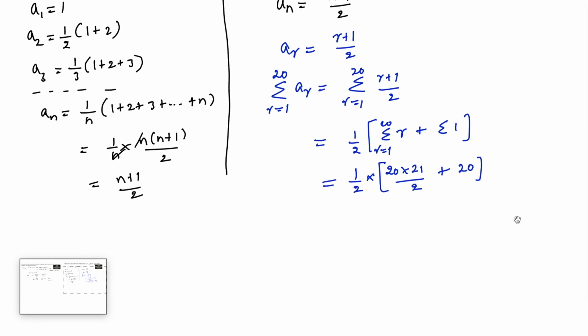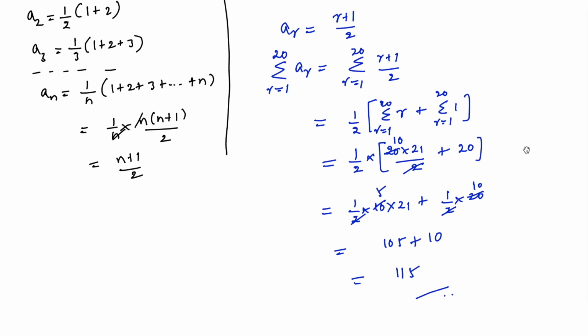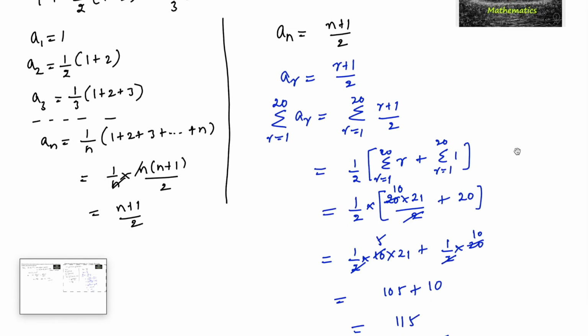So on simplifying, since r is equal to 1 to 20, 1 is added 20 times, so it is 20. So 1 by 2 into, so here 2 into 10 times, so 10 into 21, plus again 1 by 2 into 20. So here we can say 5 times, and 21 5s are 105, and here 2 into 10 times, so we can write here 10. So 105 plus 10 is 115. So the sum of first 20 terms, we can say that 115 is the answer.